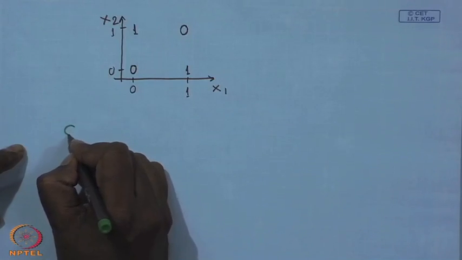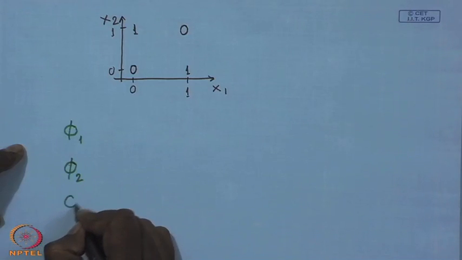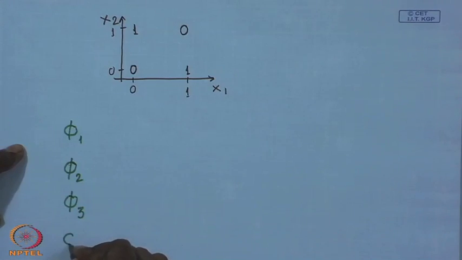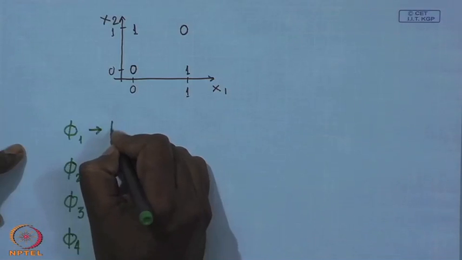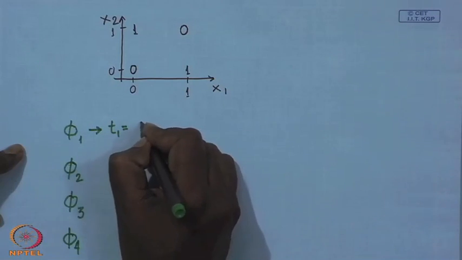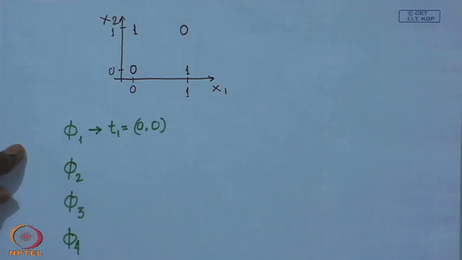So, here I have 2-dimensional binary feature vectors, and I want to cast this 2-dimensional feature vector into a 4-dimensional space by using 4 radial basis functions. So, I have the radial basis functions phi 1, phi 2, phi 3 and phi 4. For phi 1, I choose T 1 equal to, say, 0 0. That is the receptor of the radial basis function phi 1.